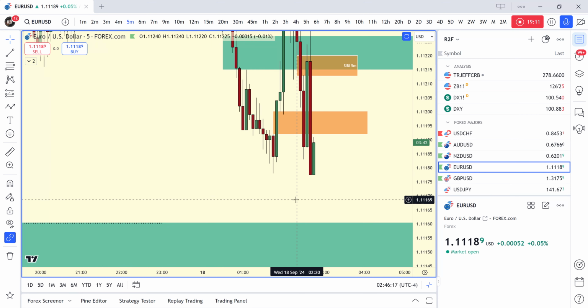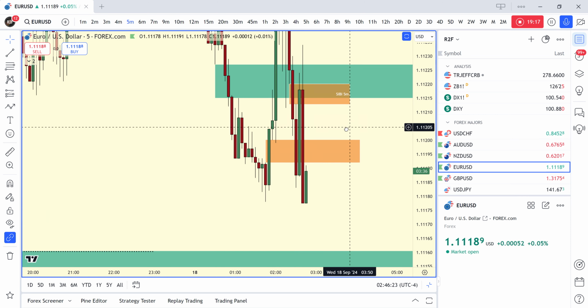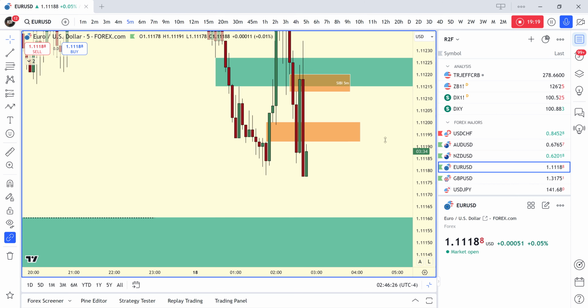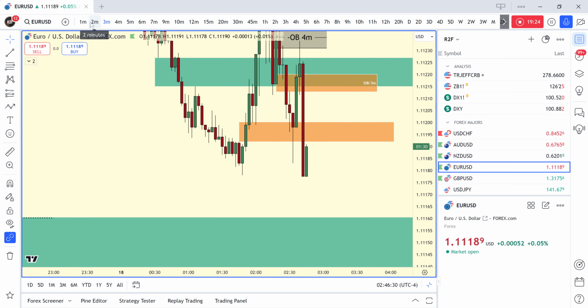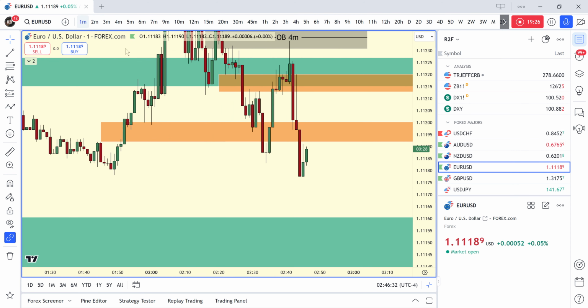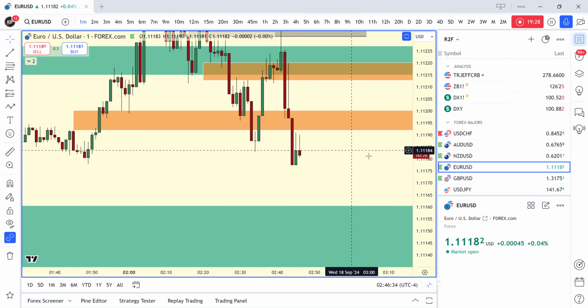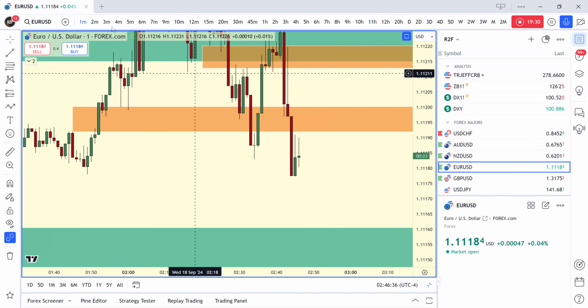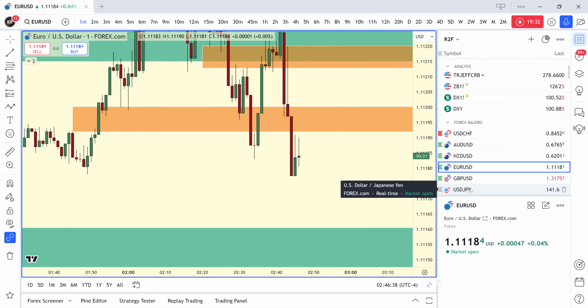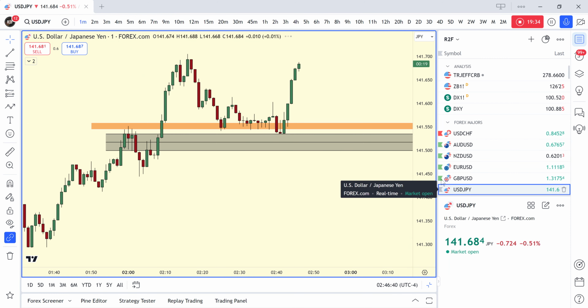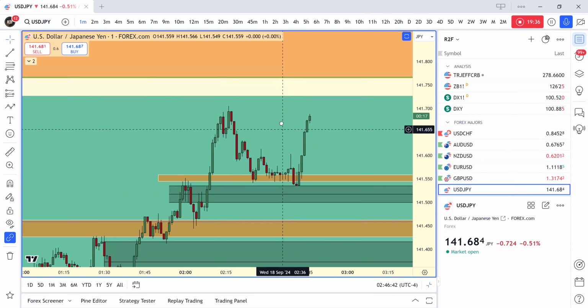Okay. I don't want to say it like with too much conviction. That's usually when the market reverses all the way. Can we refine something in there? It's a 1 minute gap as well. Let's go to the yen. Very nice.